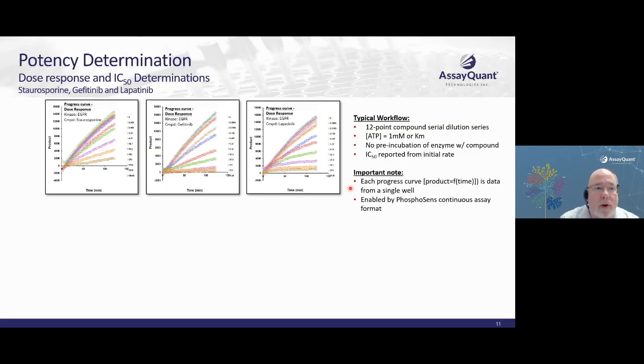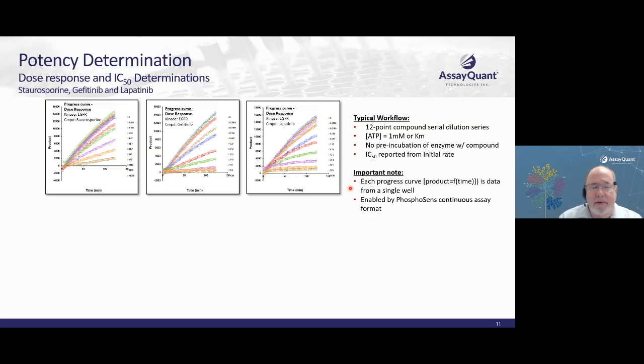When we do it, we do 12-point dilution series in our dose response, and we can do it at 1 millimolar ATP or at the Km for the enzyme. Typically, we do it without any pre-incubation of the enzyme with the compound. That's important because it is a continuous assay format, and if you do it with the pre-incubation, you kind of lose that extra information that we're offering here.